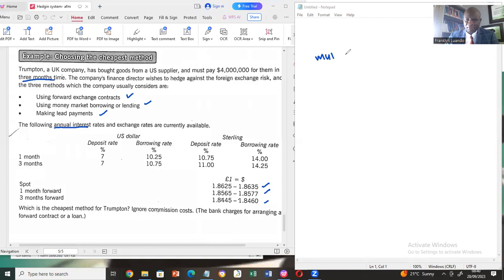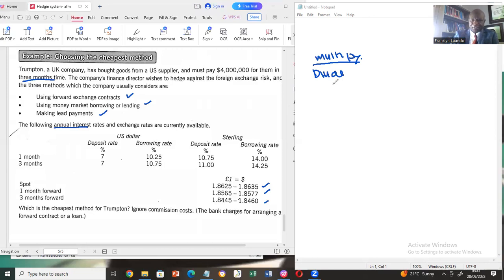So you multiply, very important concept, when the amount exposed to the risk, which is the $4 million, is not compatible to the exchange rate. But in this case, the amount exposed to the risk, $4 million, is compatible to the exchange rate because the exchange rates are in dollar and this amount is in dollar. In that case, you divide to convert to the UK pound. I'm sure that explanation is okay.